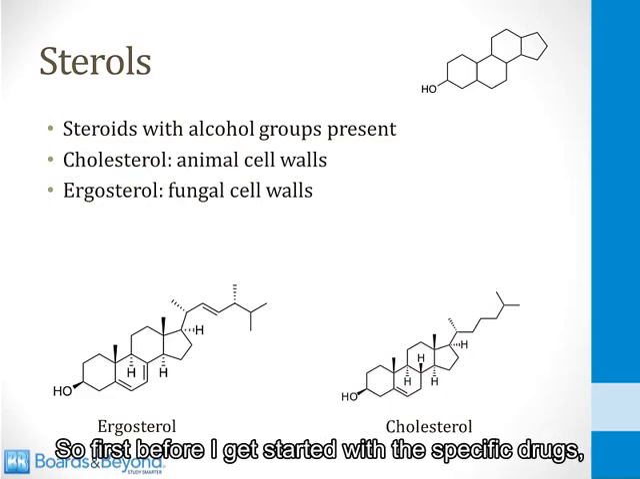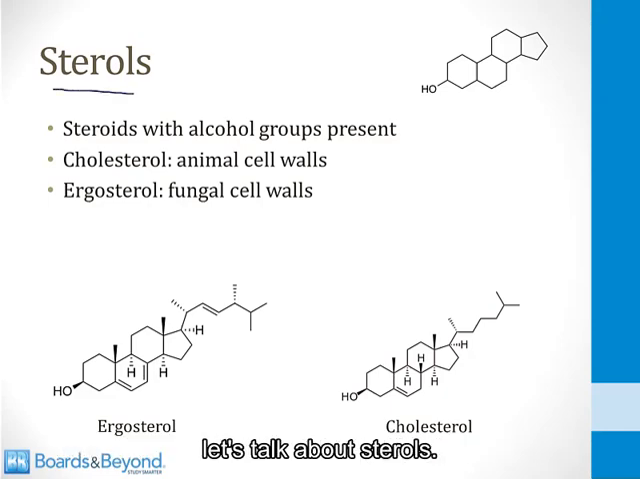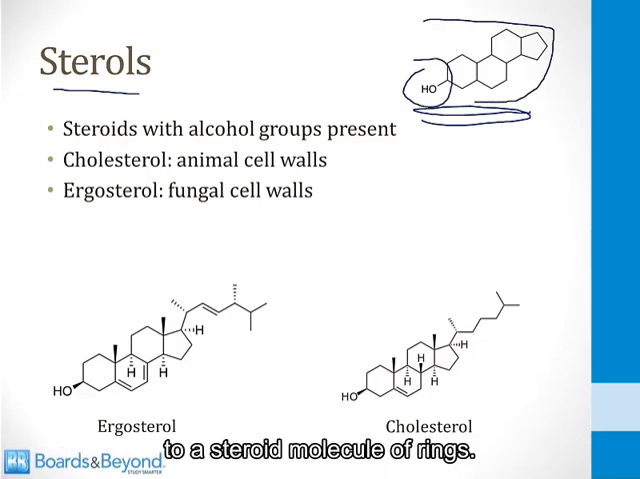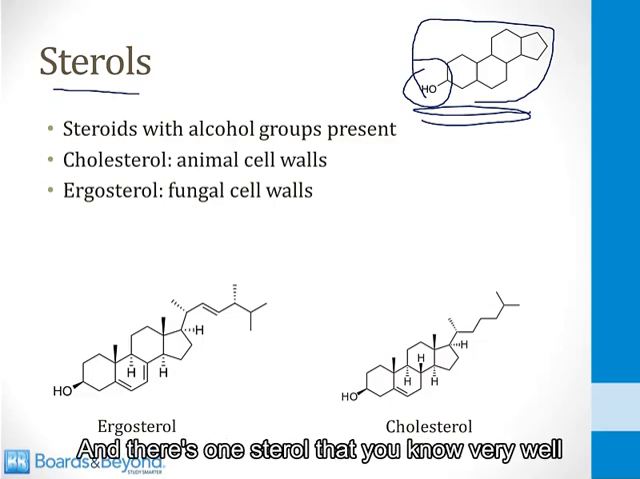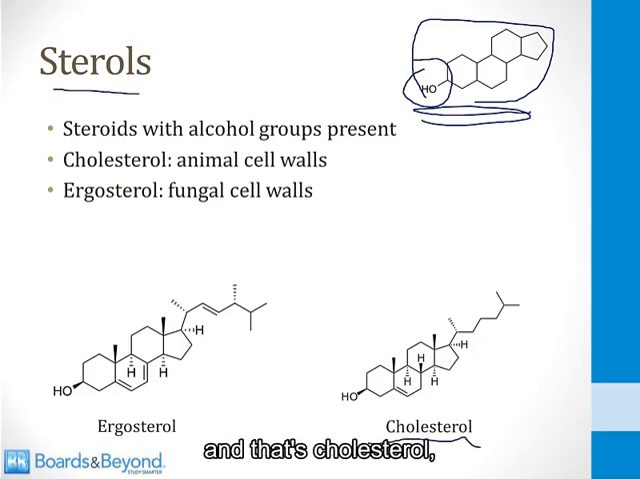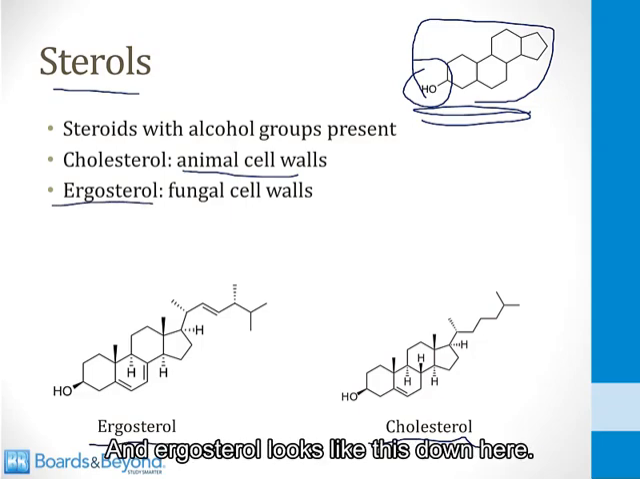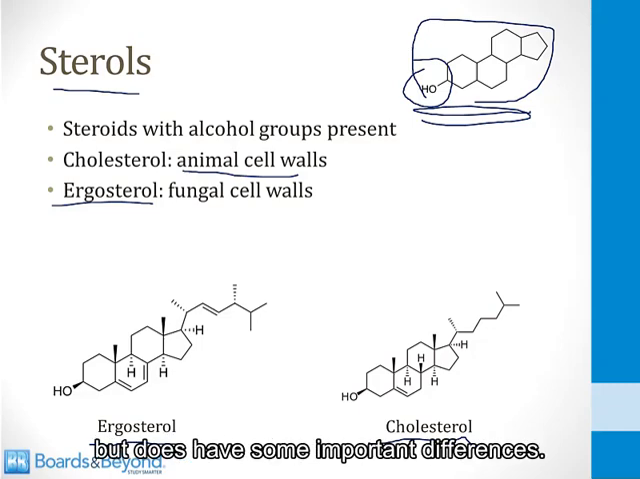So first, before I get started with the specific drugs, let's talk about sterols. Sterols are steroid molecules with an alcohol group attached. This is a picture of one over here in the top right. It's got this alcohol group right here attached to a steroid molecule of rings. And there's one sterol that you know very well, and that's cholesterol, which is in the cell membrane of human and animal cells. What fungi use in their cell membrane is a sterol called ergosterol, and ergosterol looks like this down here.